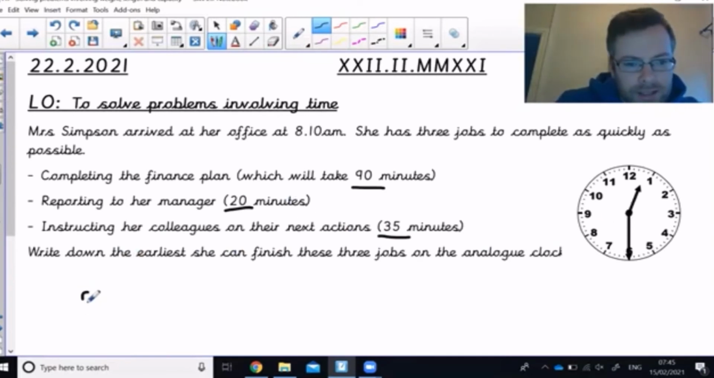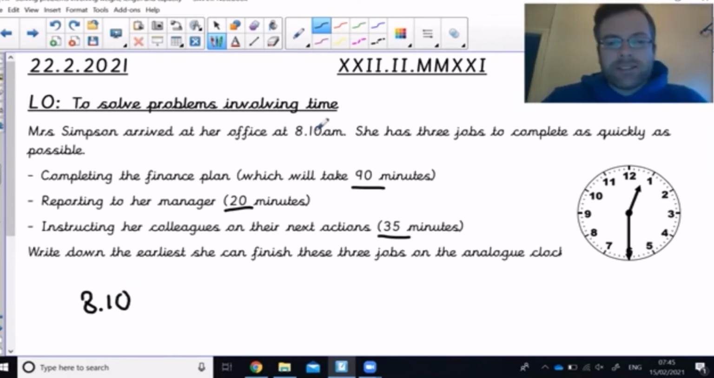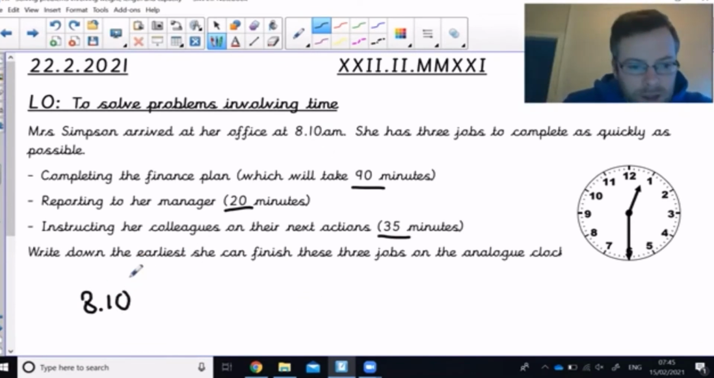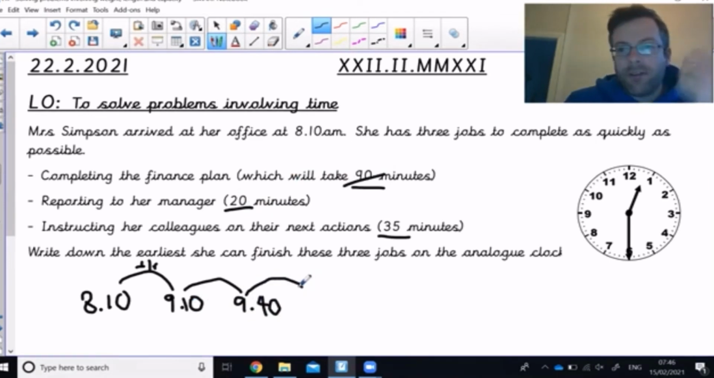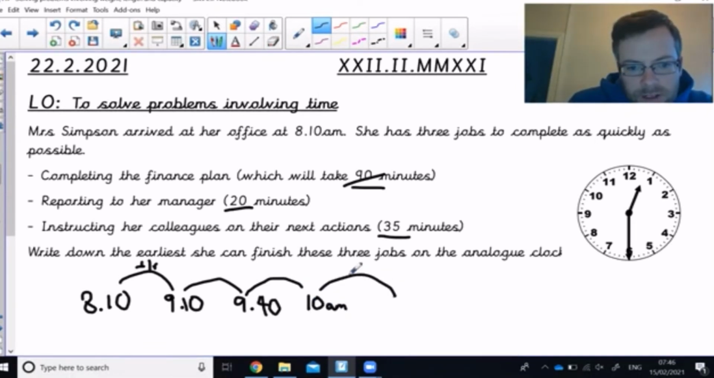So she arrives at 8:10. So I'm going to use a number line to just add. 90 minutes. Well, if there's 60 minutes in an hour, I'm going to add 60 first. So I'm going to add 1 hour, which gets me to 9:10. Then I'm going to add the 30 minutes. So 9:10 gets me to 9:40. That's that one done. Now I'm going to add the 20 minutes. So 9:40, 9:50, 9:60. But there's 60 minutes in an hour, so that gets me to 10 a.m. And then add 35 minutes.